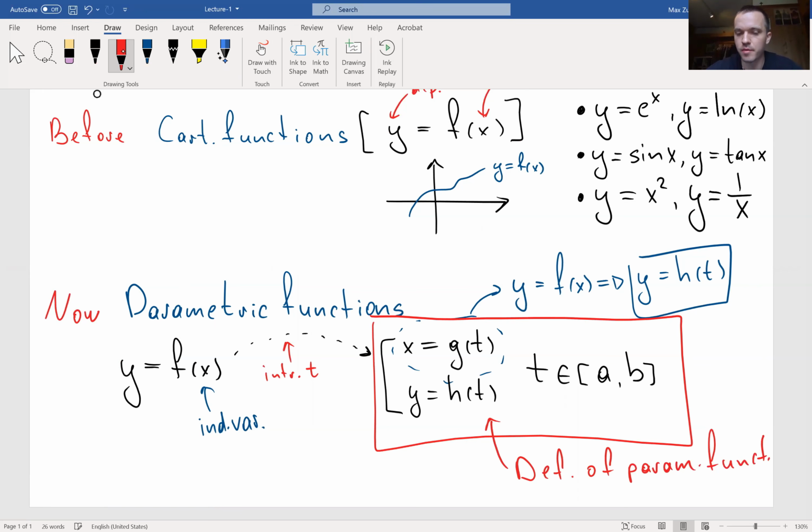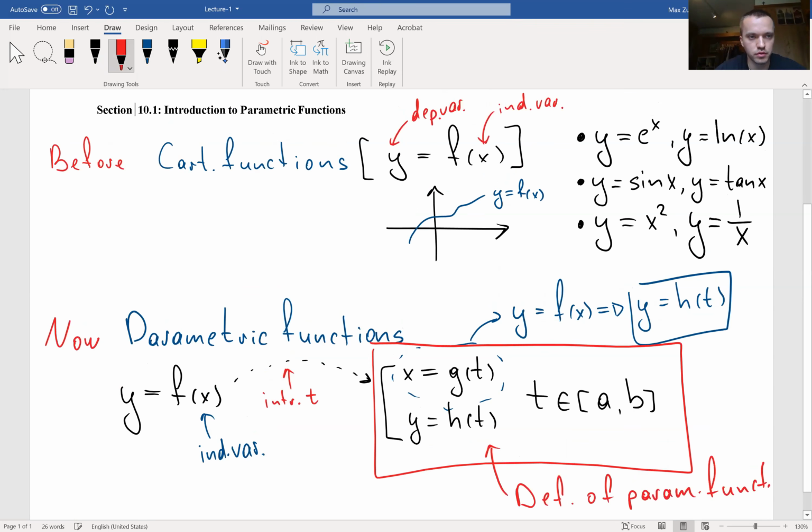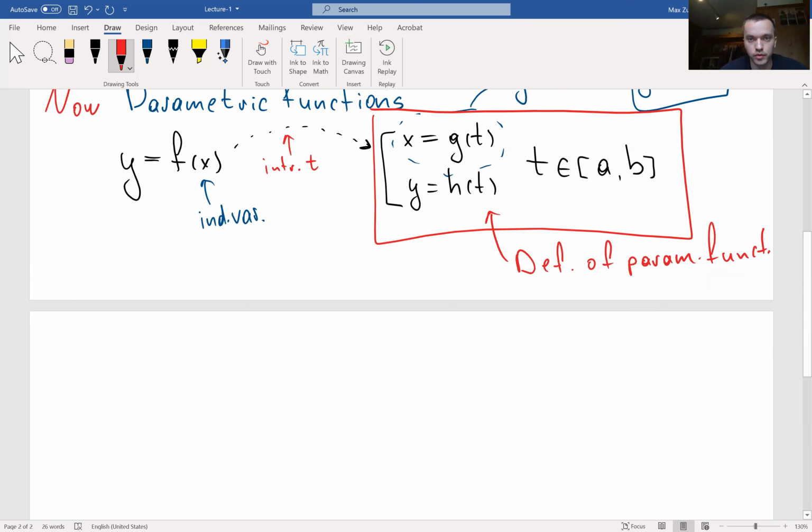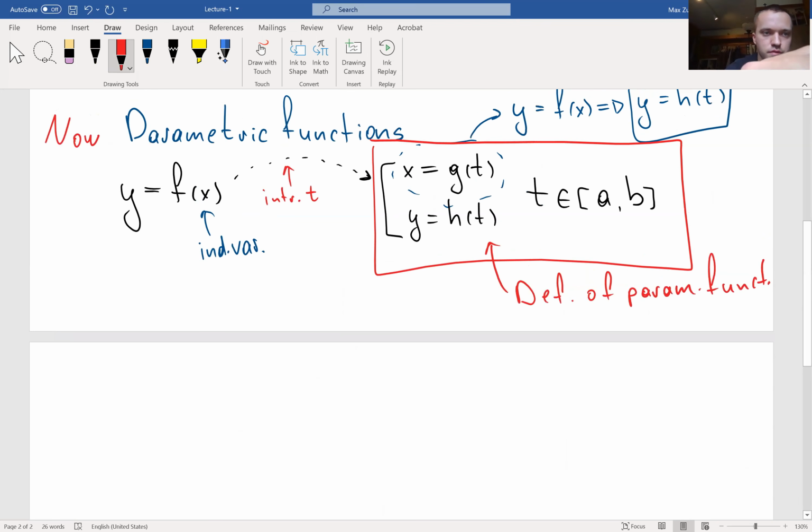So you can see how a parametric function is just when you have x as a function of t, y as a function of t, and t changes within some interval. Let me do an example. Based on this example, I will ask you if you have any questions. So, example.